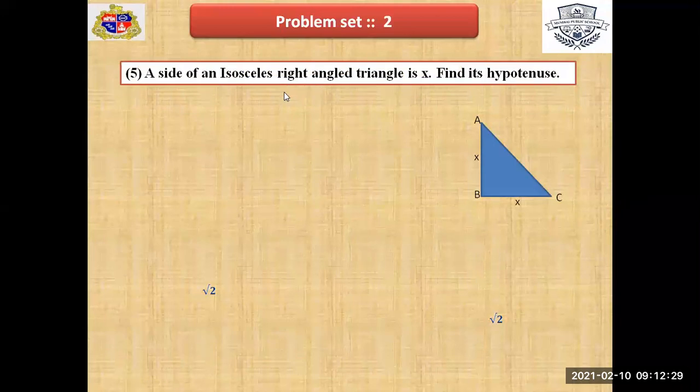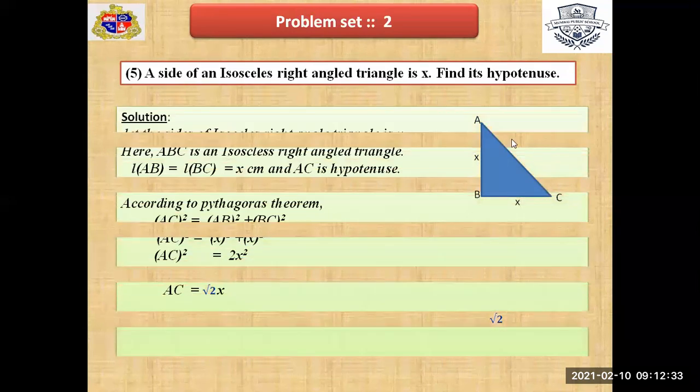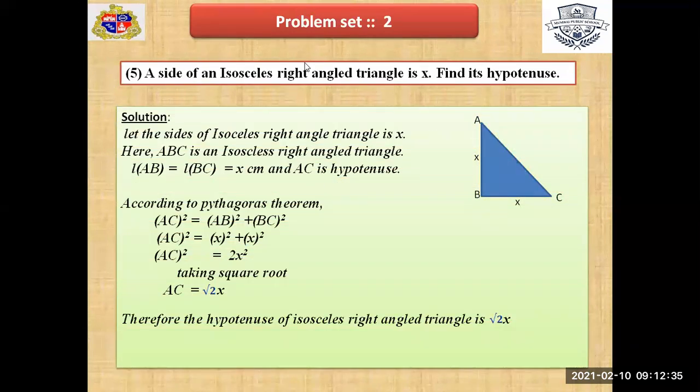A side of an isosceles right angle triangle is X. Find its hypotenuse. Okay. So here, the term isosceles right angle triangle means in an isosceles triangle, the two sides are equal. So it is a right angle triangle. That means this is the hypotenuse and the remaining two sides, that means AB and BC, are equal according to the condition given in the question. We have to find the value of the hypotenuse.